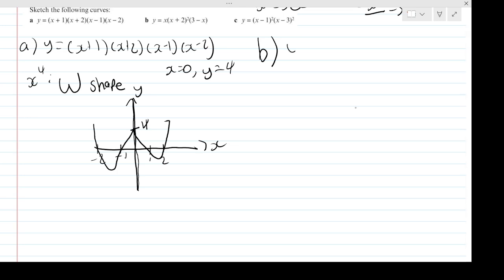Then we're going to look at this one. y is x times (x plus 2) squared times (3 minus x). Okay. So firstly, again, we need to determine what type of shape it is. Is it going to be a positive going up or going down?